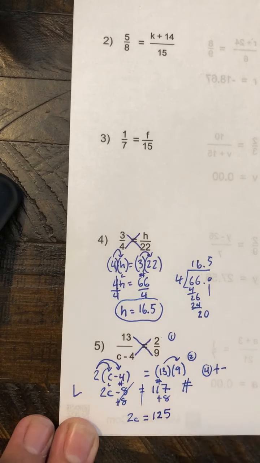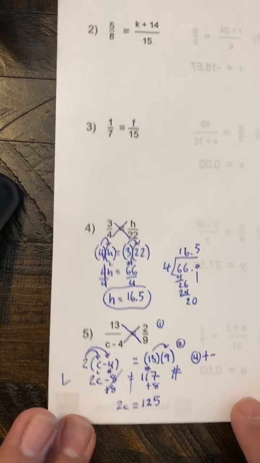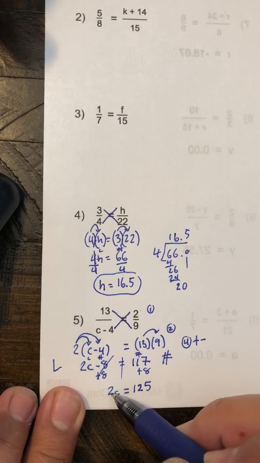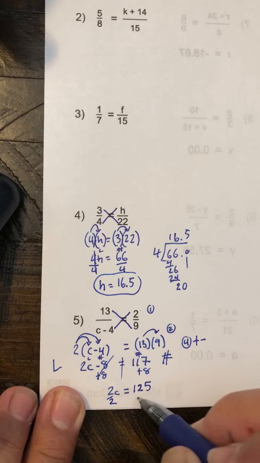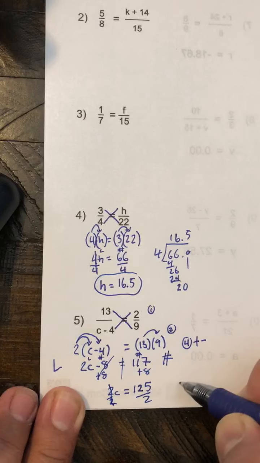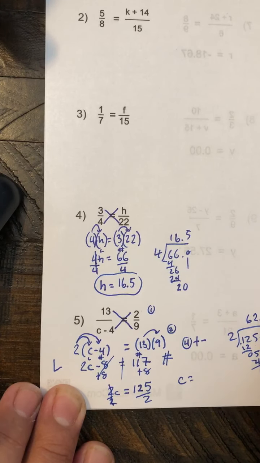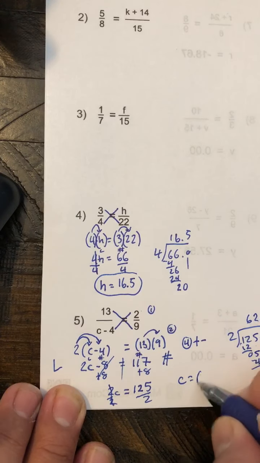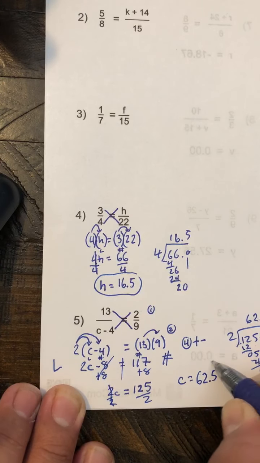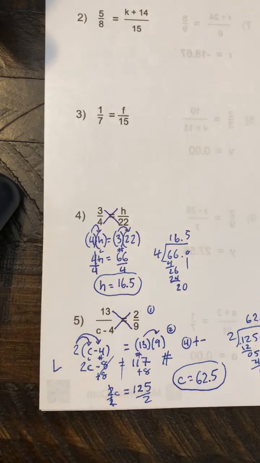2c equals 125. Cool. And then the last step is to solve. Because this 2 is multiplying the c, I'm going to divide by 2. C equals 125 divided by 2. 2 goes into 12 six times, bring down the 5. 2 goes into 5 twice, that's 4, remainder 1. And it'll be 5. So then my answer will be 62.5.